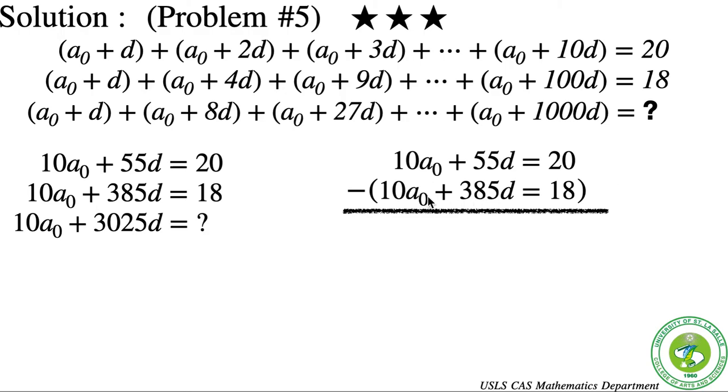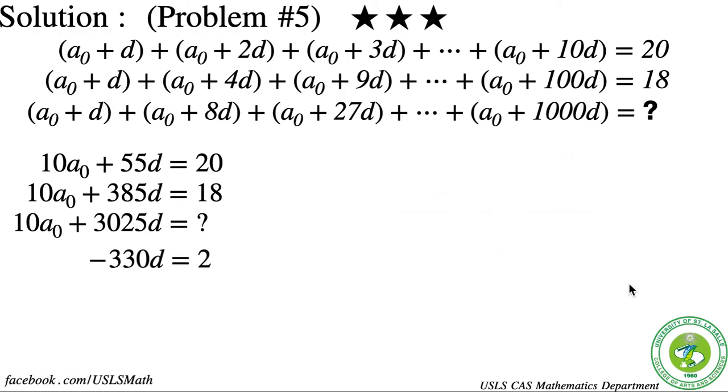If we're going to do this here, this will be negative 330d, and then 20 minus 18 is going to be positive 2. So we'll have that. This will be another equation that will be added to our list. Let's put it there.